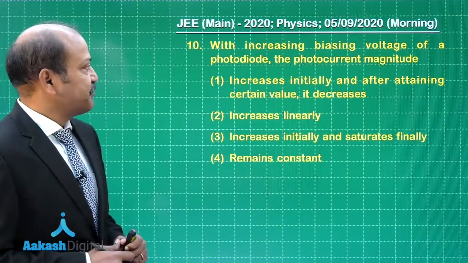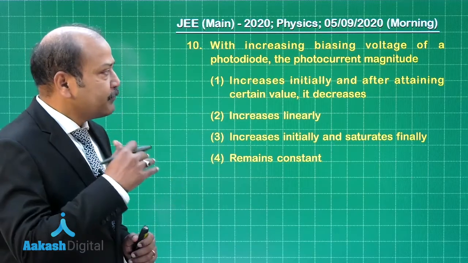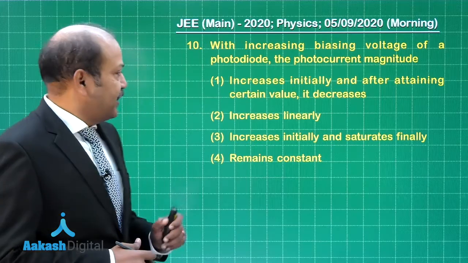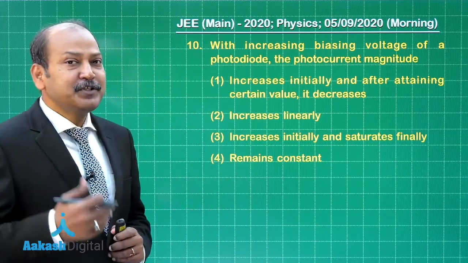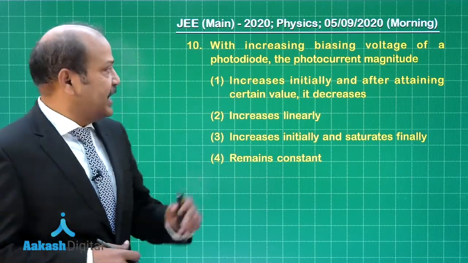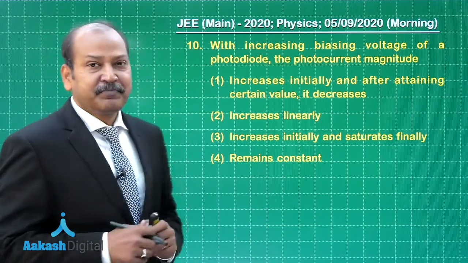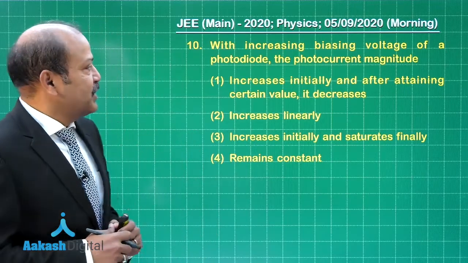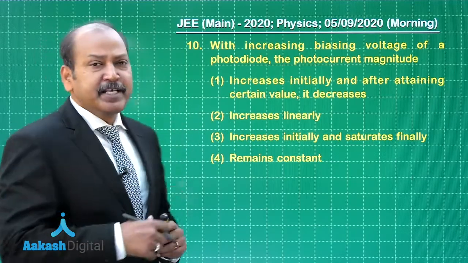Question 10 says, with increasing biasing voltage of a photodiode, the photocurrent magnitude, well, there are different options. How does the photocurrent magnitude change with increasing the biasing voltage? Clearly, the question is from the topic semiconductors, and it's about optoelectronic devices. Here we are talking about the photodiode, and the question is based on facts.